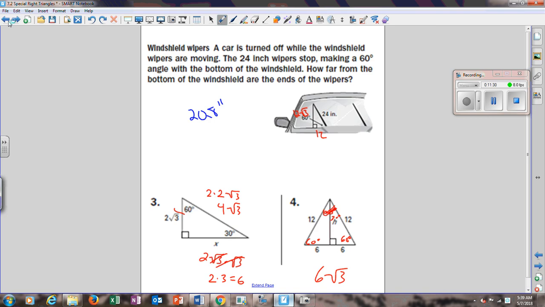That's it. Your worksheet will reflect a lot of problems very similar to this. I will post a video on how to do the worksheet.